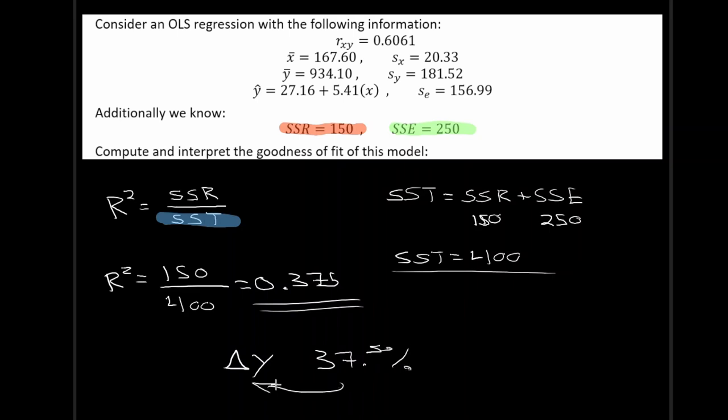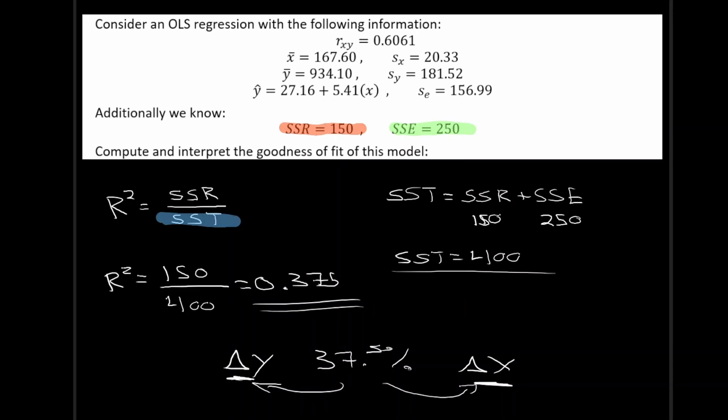To interpret what that means, out of all of the changes in Y, 37.5% of these changes are being explained by changes in X. So all of that different movement of X only explains about 37.5% of the movement in Y. So that's one of the ways we can interpret this.